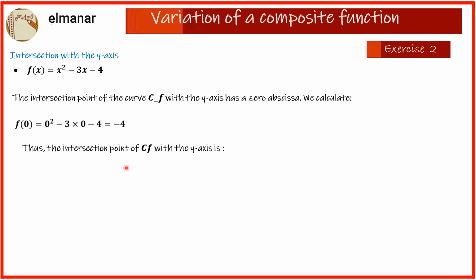Therefore, the intersection point of the graph CF with the y-axis is the point with coordinates 0, negative 4. The key property here is that any intersection with the y-axis must have an x value of 0. To verify this property, we substitute 0 into the expression for f and carry out the same calculations. We once again find that f of 0 equals negative 4, confirming that the y-intercept of the graph CF truly is 0, negative 4.